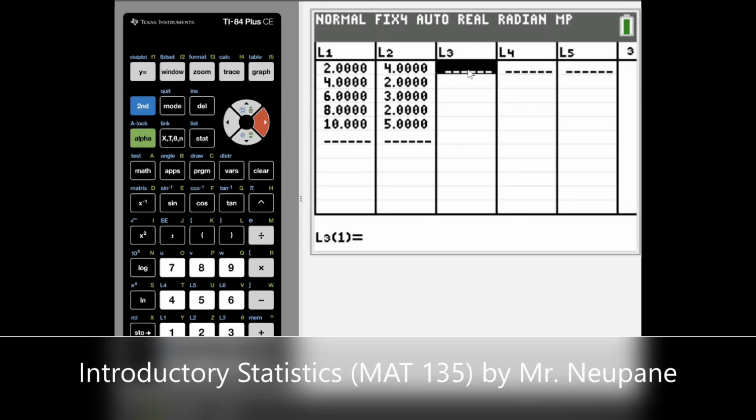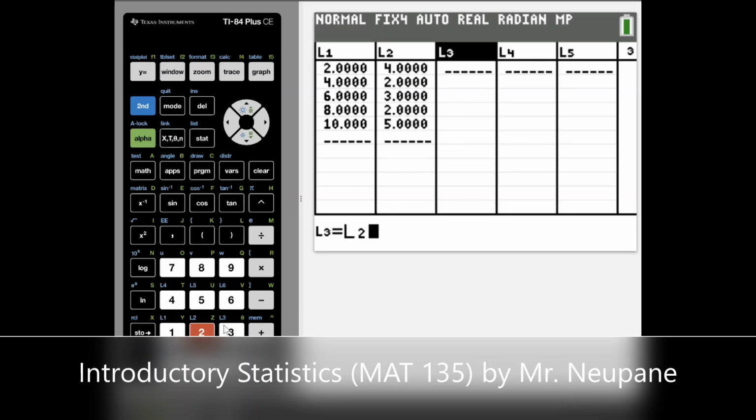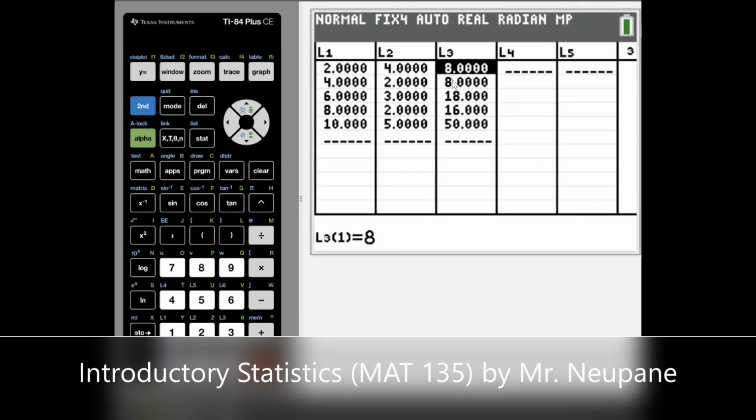In list 3, we already have f times x. We already calculated it. If you want to write it, you can also do this. You go there. Then it is f times x, so it is L2 times L1. You can type second and then 2, therefore L2 times second and then 1. So L2 times L1 and enter. You'll get those values. We already have this in our table, 8, 8, 18, 6, 50. We already did that.